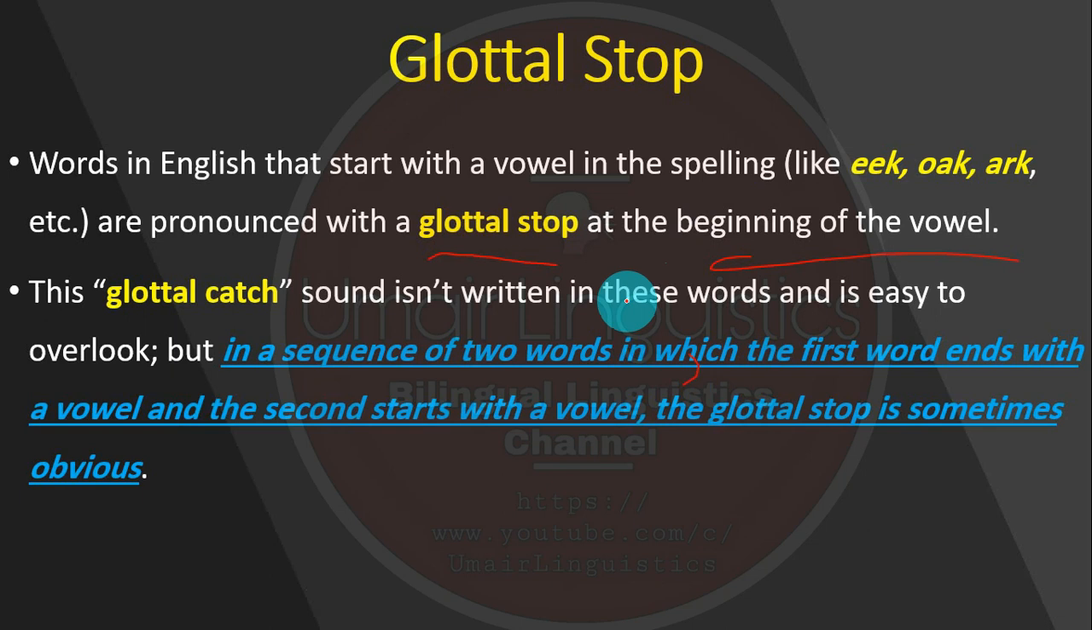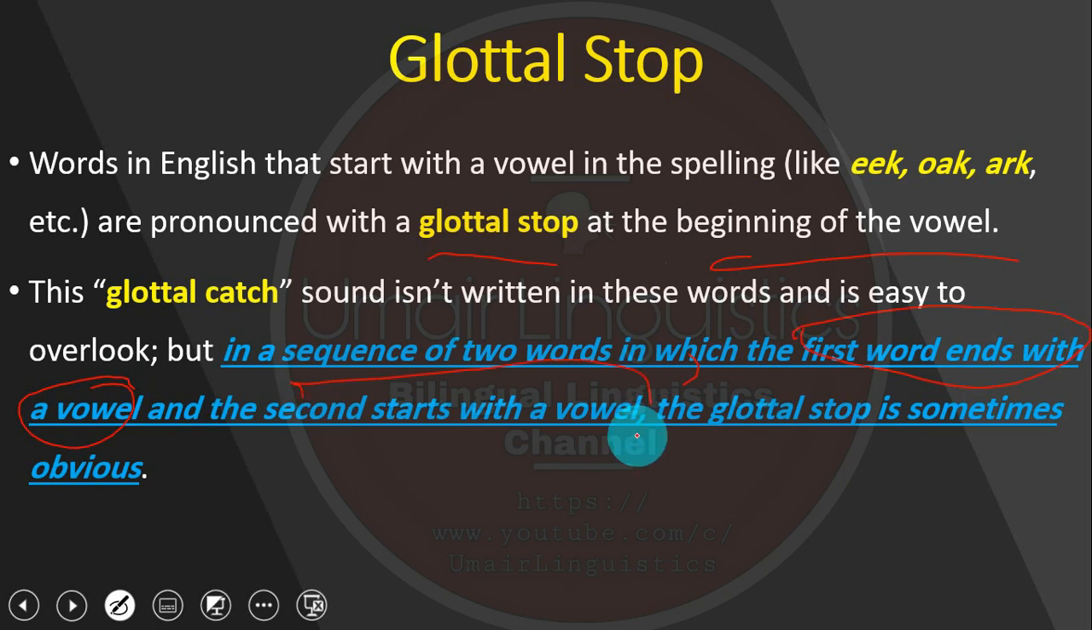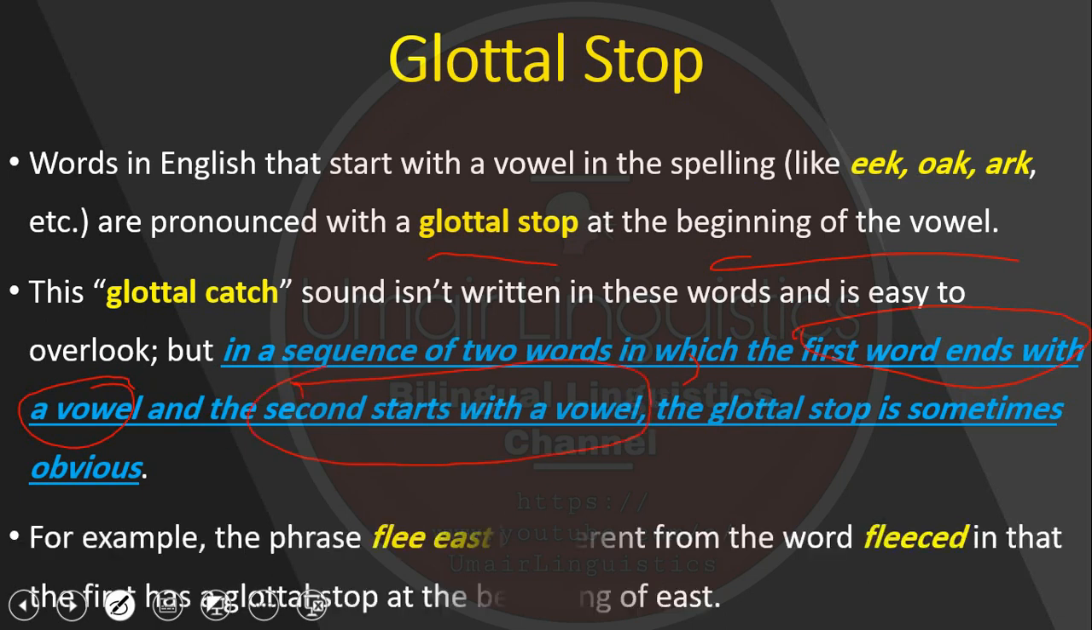However, when we have two words, the first word ends with a vowel and the second starts with a vowel, then a glottal stop is obvious between these two words. For example, if we say flee east, sometimes it is perceived as flee east, flee east. So here between these two words you will notice a glottal stop, and usually we show it with this simple glottal stop symbol.